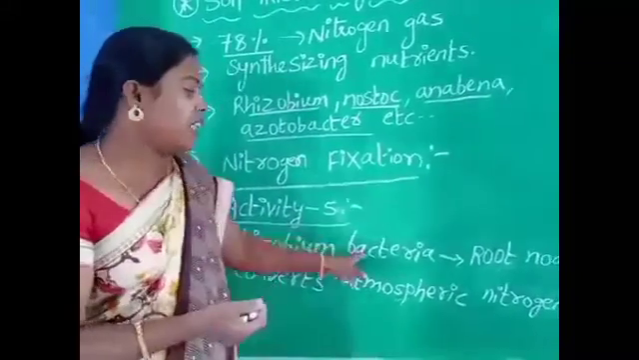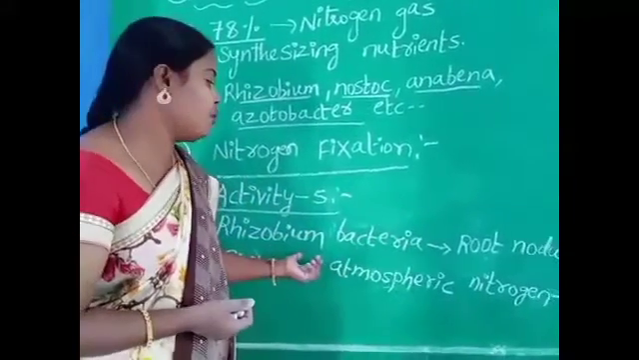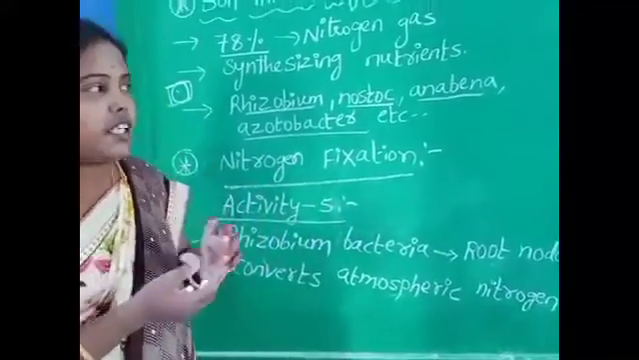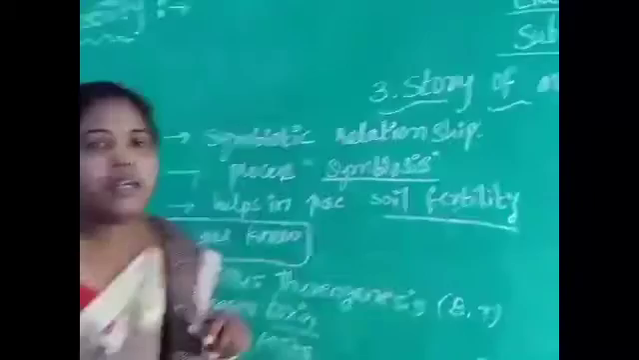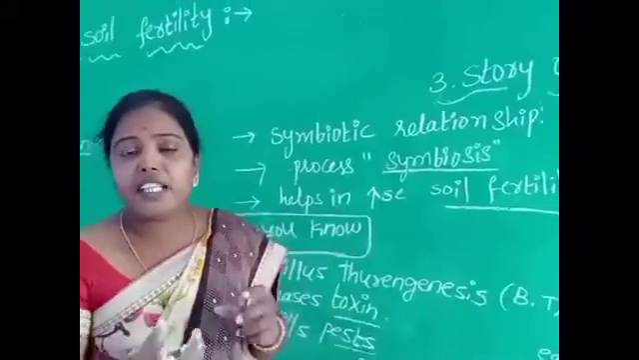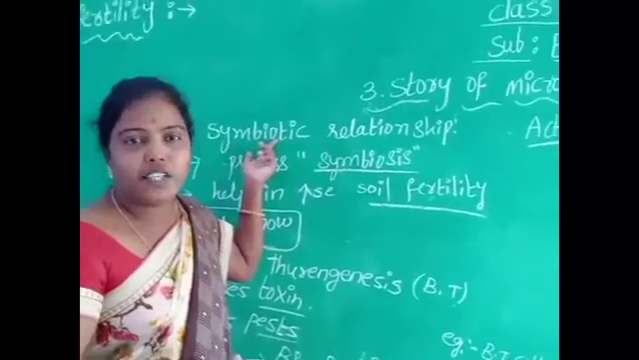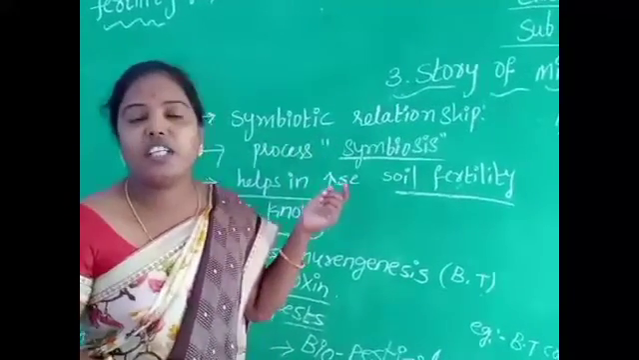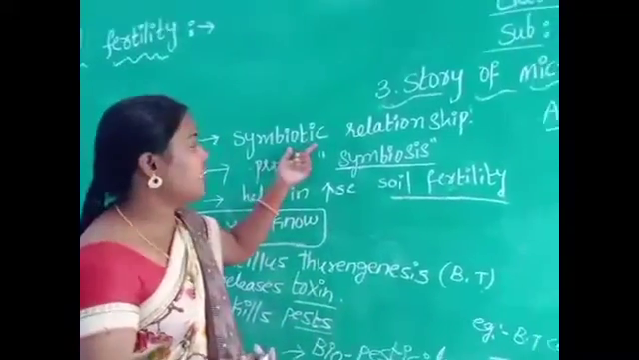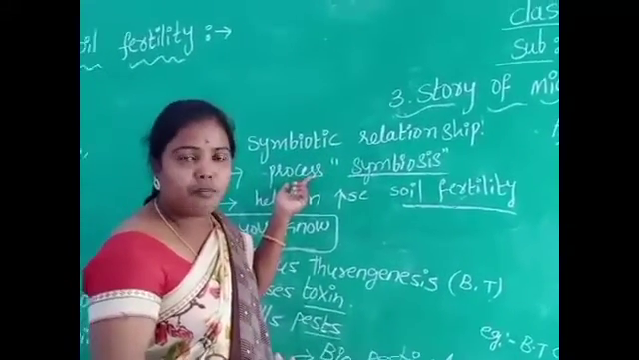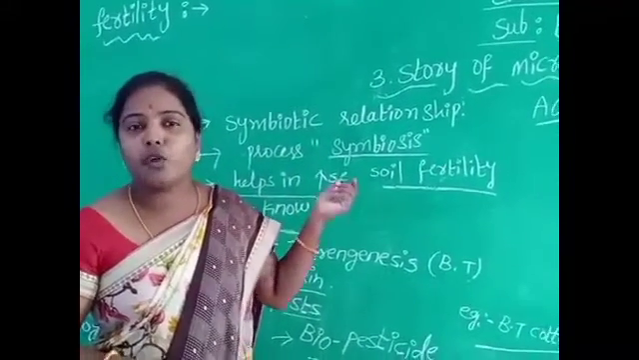Here Rhizobium bacteria depend on roots, and roots depend on the nitrates from the Rhizobium bacteria. Both organisms are dependent on each other, which means they maintain a relationship with each other. The relationship is a symbiotic relationship. The relationship between Rhizobium bacteria and root nodules is called a symbiotic relationship.